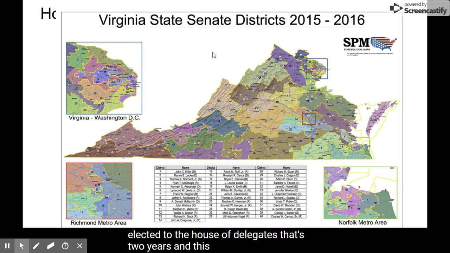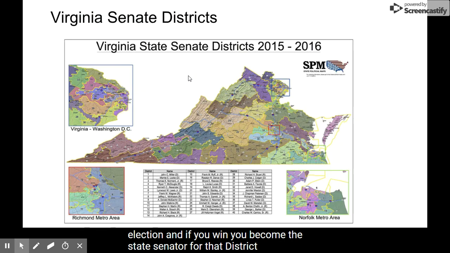And this is the state Senate districts. So when a state senator is elected, the person isn't voted in by the whole state. They're just voted in by this little section right here. So there's a total of 40 state senators, and there's 40 districts. So, for instance, this big one right here is number 15. So people in the 15th district have an election, and if you win, you become the state senator for that district. So both of these are for the Senate districts.